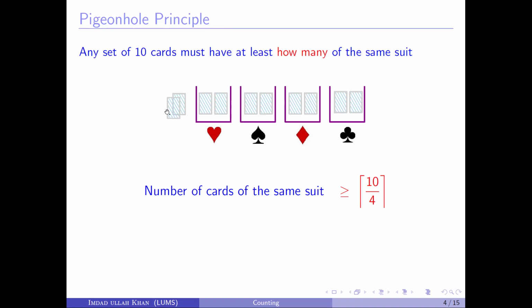But if we have 9 cards, we need to have at least one more card in one of the buckets, in one of the pigeonholes. So for 9, 10, 11, the answer will remain that we need to place at least one additional card over there. For that purpose, we apply 10 over 4 and take the ceiling of that. So the number of cards of the same suit has to be the ceiling of 10 over 4, and this answer will remain the same for a particular interval.